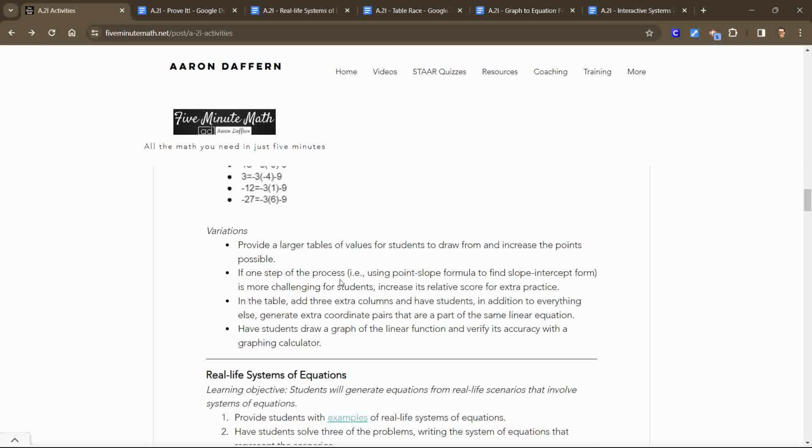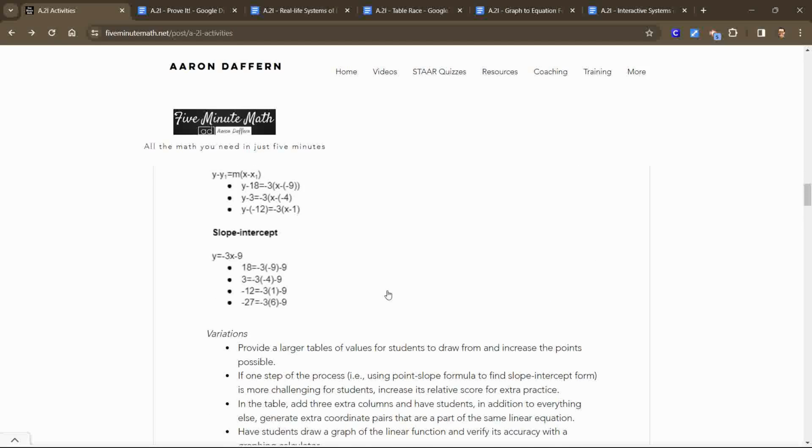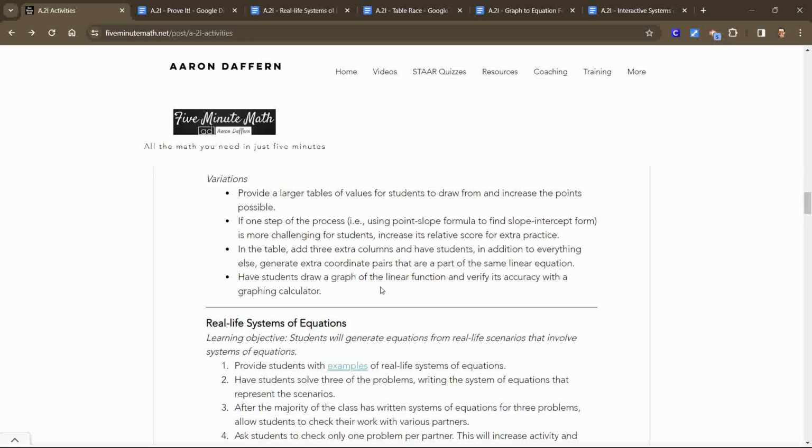Now, we've got some variations. You can provide a larger table of values, right? My table of values only had 4 points. You can provide 5 points, 6 points, whatever. If there's one step of the process, like the point slope formula, that is more challenging, increase its relative score, make it more points, or say they have to do more of that, right? There's some point in that process that students need to possibly focus on.